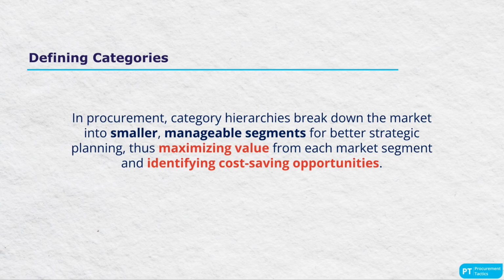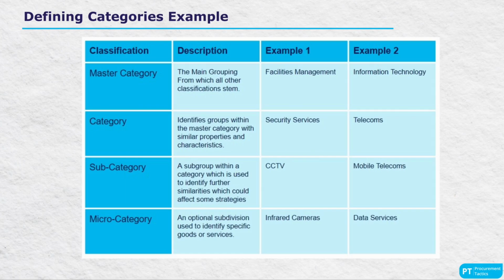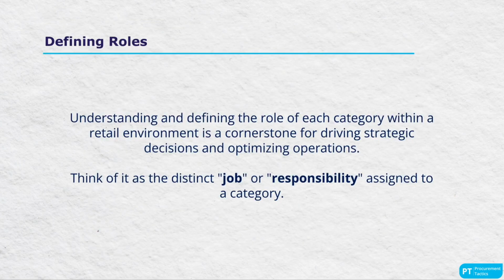In procurement, category hierarchies break down the market into smaller, manageable segments for better strategic planning, thus maximizing value from each market segment and identifying cost-saving opportunities. Here's what it looks like. Now that we defined our category, we go on to define the roles.